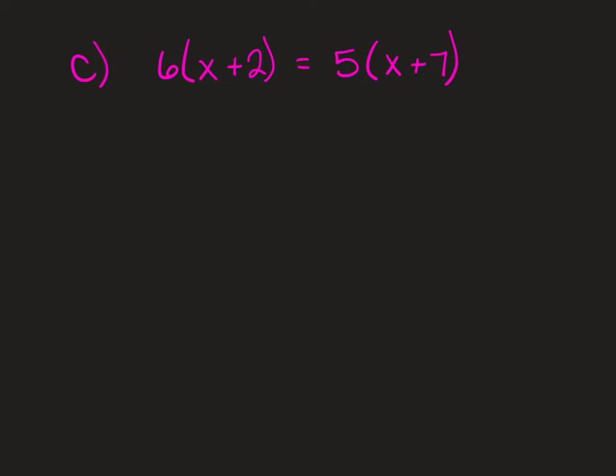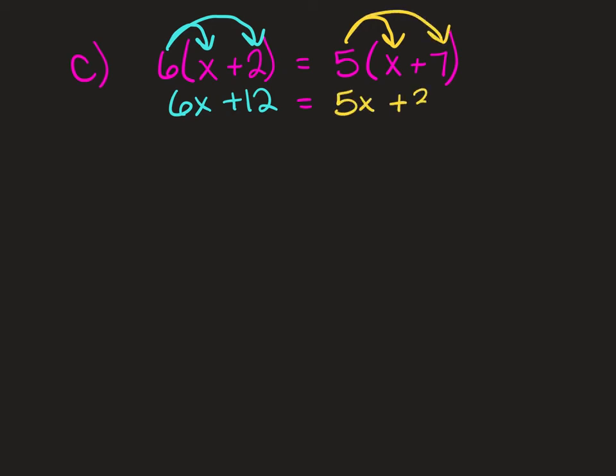Equation C, we have 6 times the group x plus 2 equal 5 times the group x plus 7. So we'll start by simplifying using the distributive property. 6 times x is 6x. 6 times 2 is positive 12. On the right side, 5 times x is 5x. 5 times 7 is positive 35.